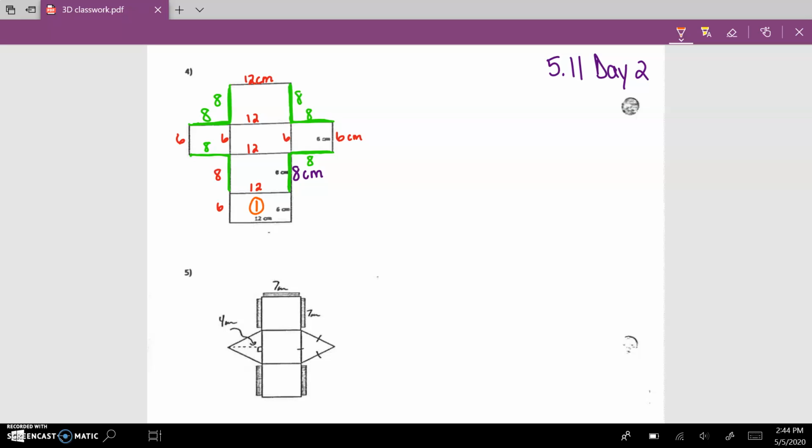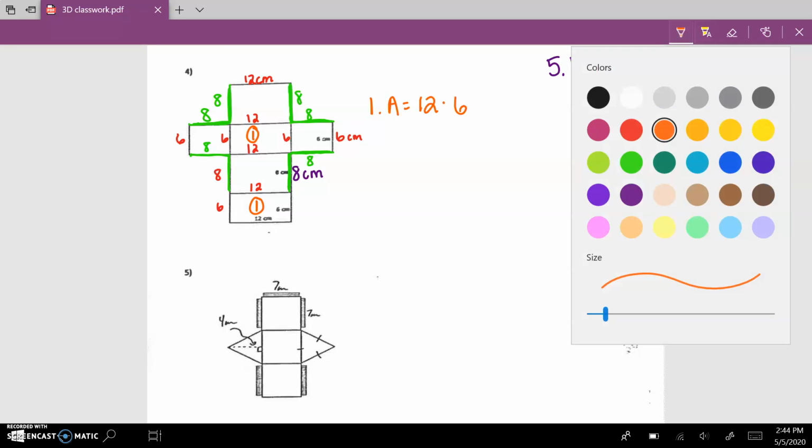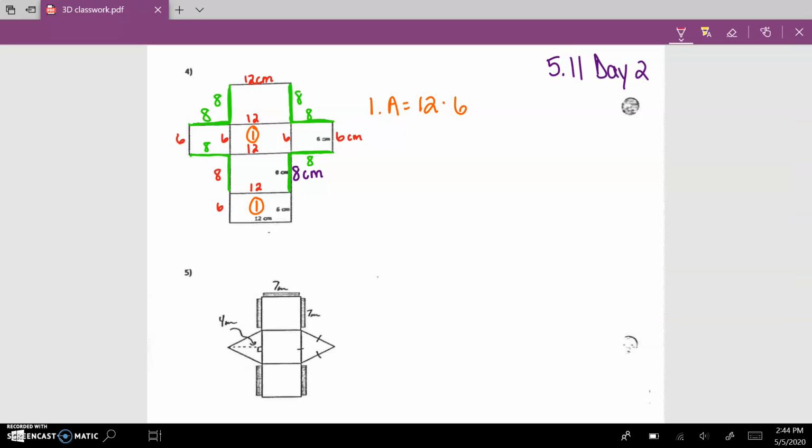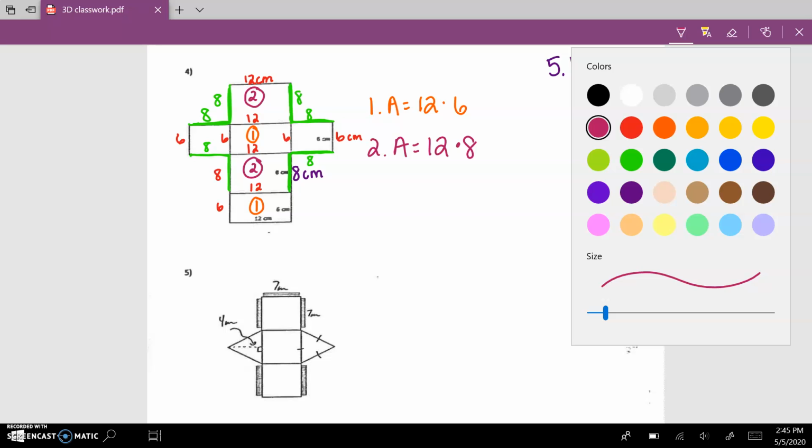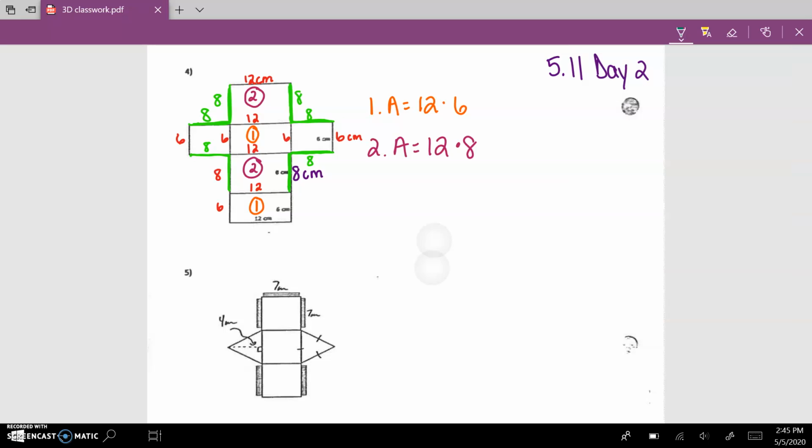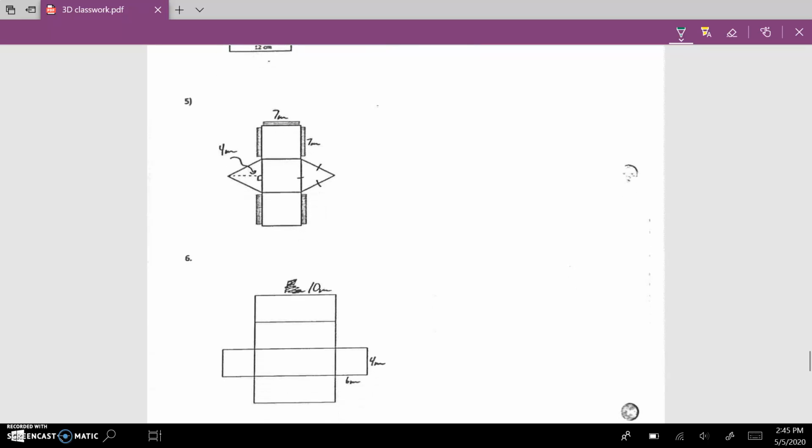So here's a shape number 1, as well as this guy, that's a shape number 1. So the area would be 12 times 6. And then we've got 12 times 8, so that can be shape number 2. There's 2 of those. Area would be 12 times 8. And then the last one are kind of those 2 smaller guys on the outside. Would be shape number 3. And the area of shape number 3 would be 6 times 8. Okay, so that should help you out with the first one.